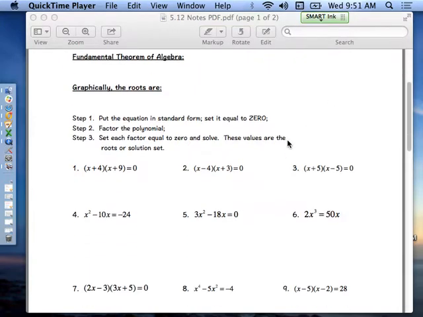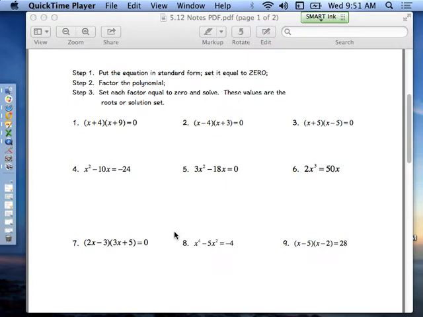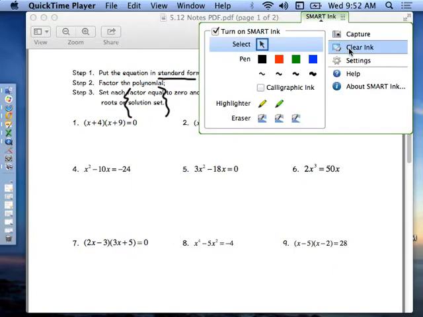Looking at some of the examples, let's discuss exactly what we're going to do. Whenever we're solving these, we need to put the equation in standard form and set it equal to 0. Then you factor the polynomial. Then you set each individual factor equal to 0 and find the value that would make each individual factor 0. The values that you get comprise your solution set, or your roots. So let's go through some examples together to show you how this works.